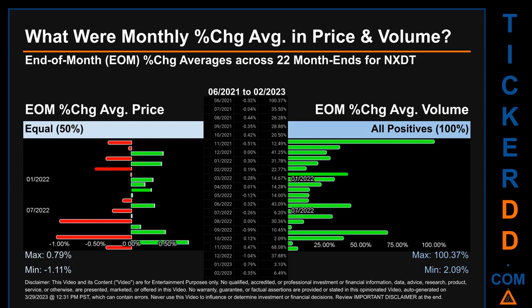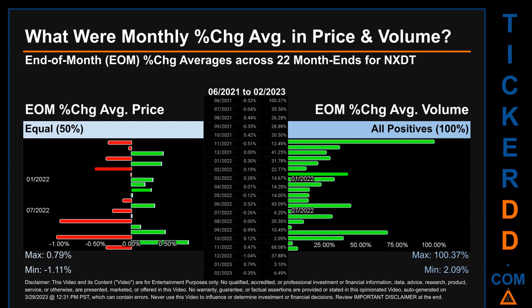What were end-of-month percentage change averages in price and volume for NXDT? The monthly average of percentage change in price and in volume were calculated for each of the 22 month ends. That calculation took daily percentage changes and averaged them for each given month. If a month end came out negative, then it means that the month summarily saw a negative change.